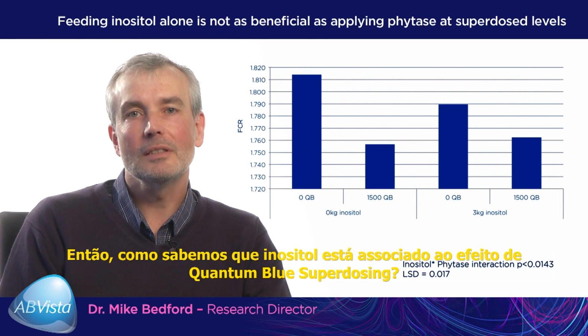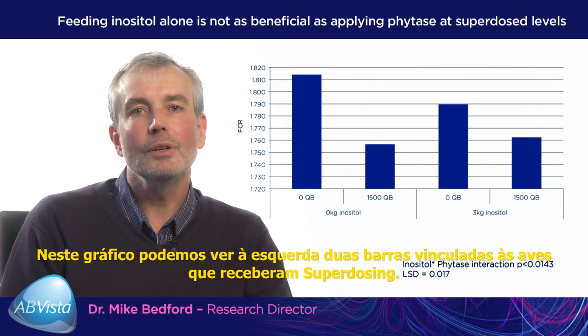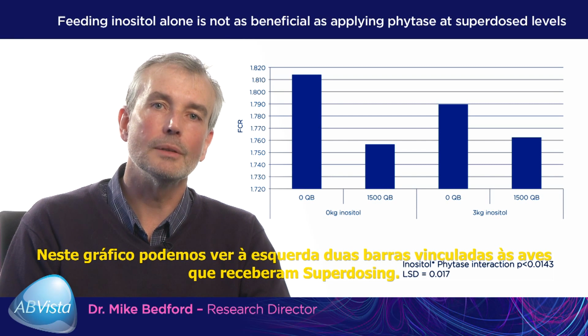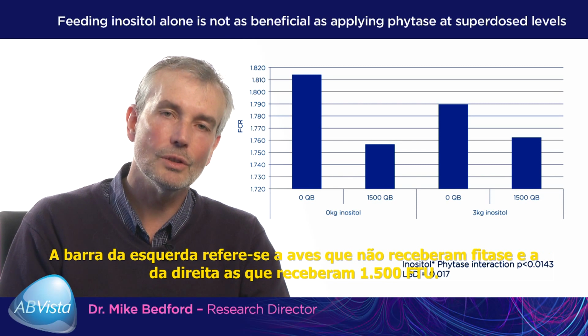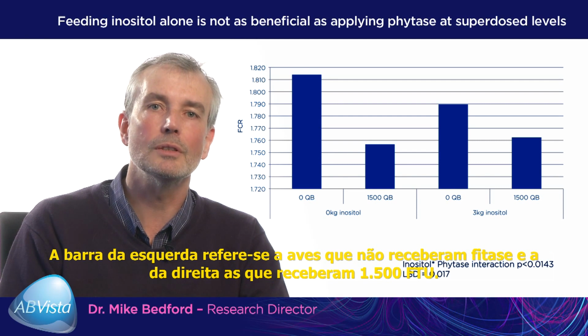So how do we know that inositol is involved in the superdosing effect of quantum blue? On this graph, you can see the left-hand 2 bars relate to birds that have been superdosed. On the left of those 2 bars is no phytase. On the right-hand bar, we can see 1500 units being fed.